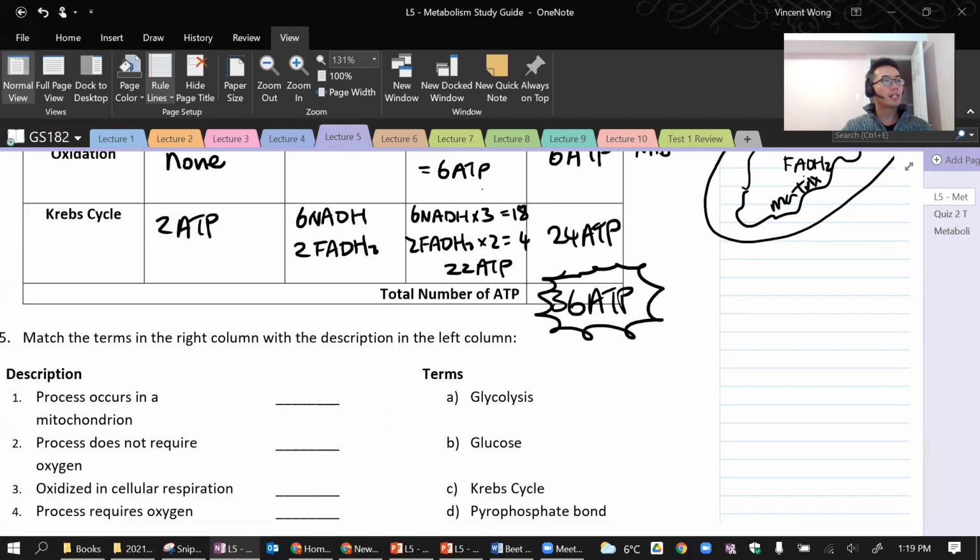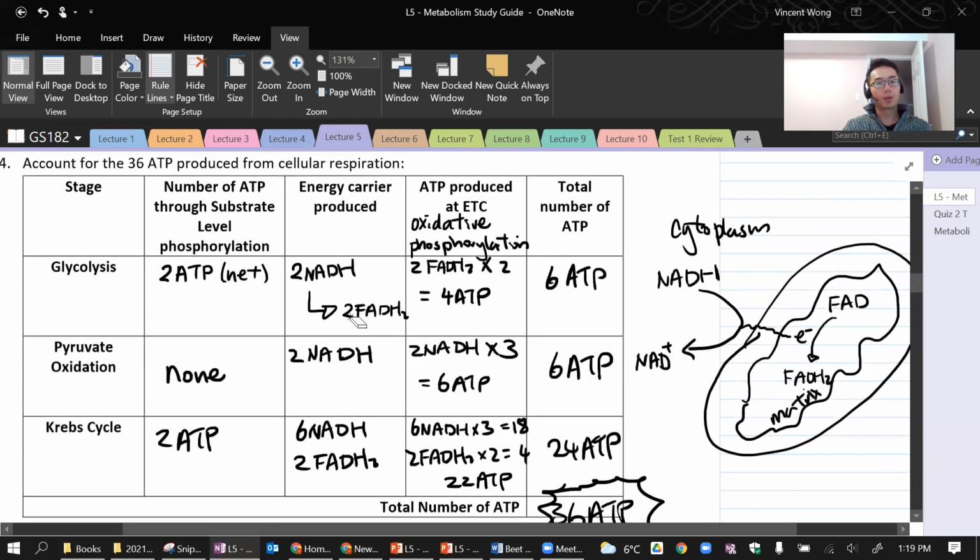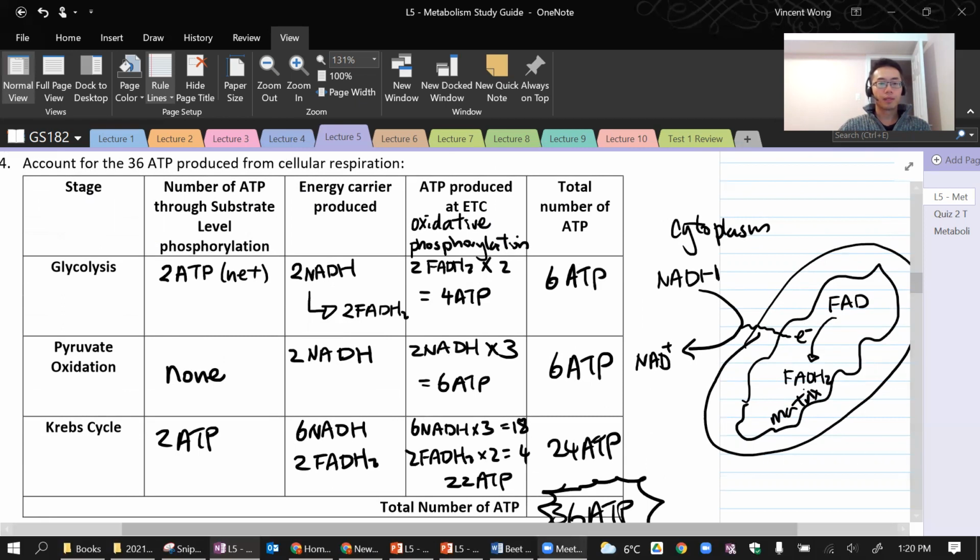The number of ATP in glycolysis is 4 in total, right? Or like in here, right? Total is 6 because we have to add the SLP as well, right? And then here is 4. Okay. All right.